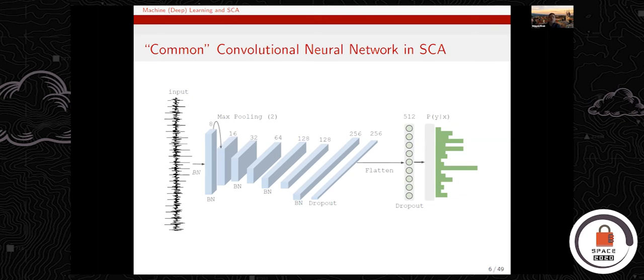So when we talk about neural networks, about deep learning in side channel analysis, it's a very important question to answer, okay, but what kind of deep learning are we talking about? Because deep learning is a huge domain. So there are many types of deep learning. Commonly in side channel analysis, when we talk about deep learning, we talk either about multilayer perceptrons or convolutional neural networks. Multilayer perceptrons are much simpler. Basically, it's just layer after layer of densely connected neurons. Convolutional neural networks are a little bit more complicated.